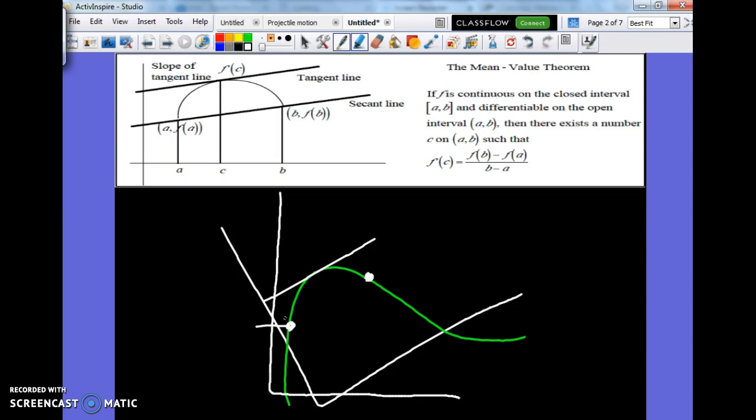Now, if you have two y values that are not the same, you have at least one point in between on the graph. Here's the slope of the secant line between the two points that are not equal. You have at least one point in between, which is here, where if you find the slope, you'll have a slope that's equal to the secant line. Two points on a graph that are not the same y values. That's the mean value theorem.